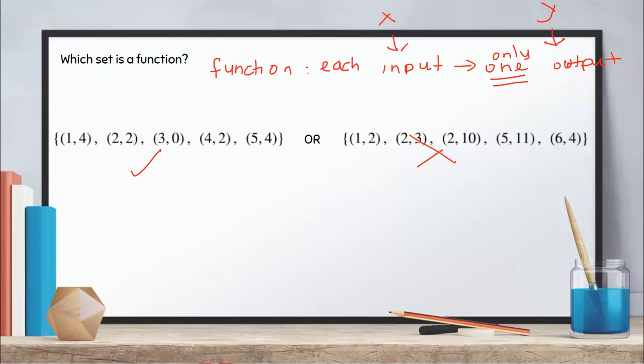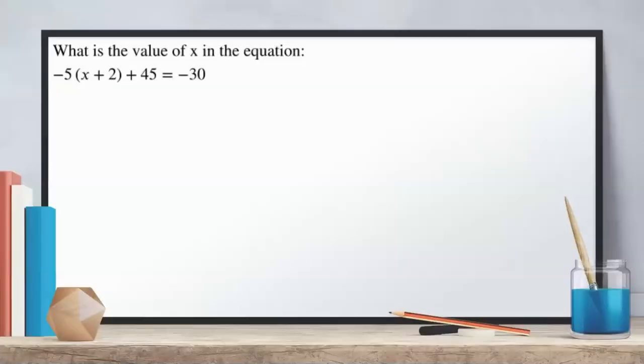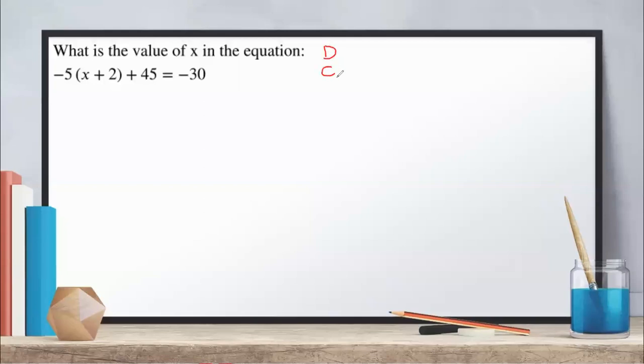All right, moving on to the next question. This question asks us to find the value of X in the equation. We have negative 5 times X plus 2 plus 45 equals negative 30. When you're asked to solve for the value of X in these type of questions, these are linear equations, and we taught you guys a strategy to solve linear equations by using DCMI.